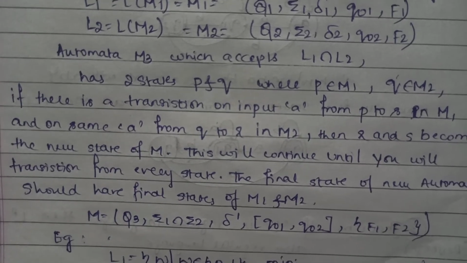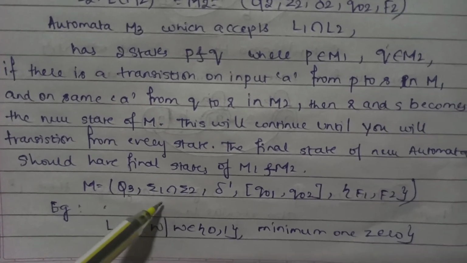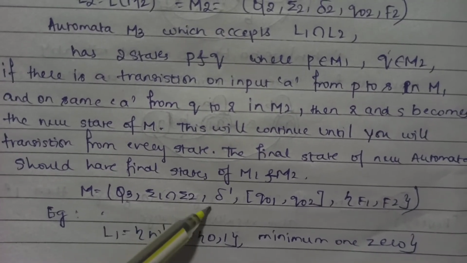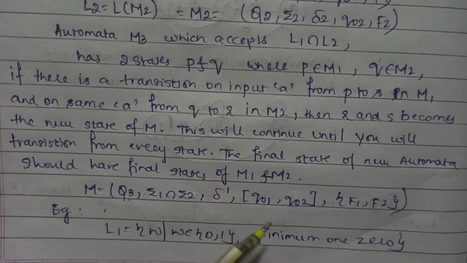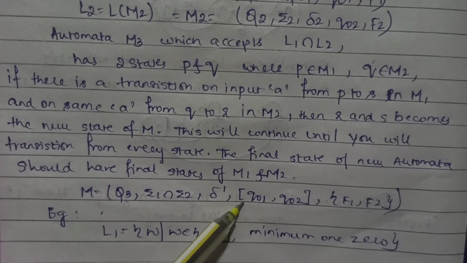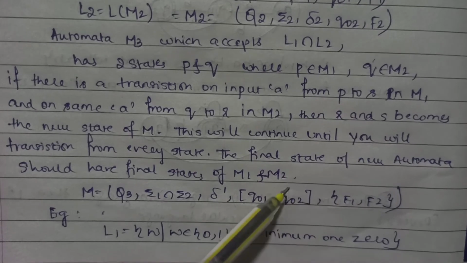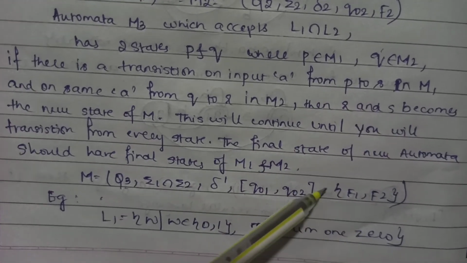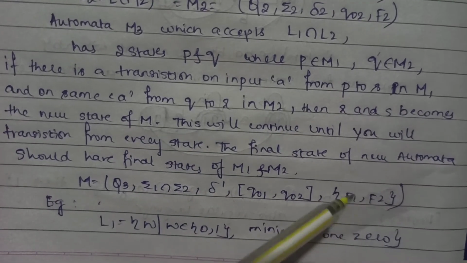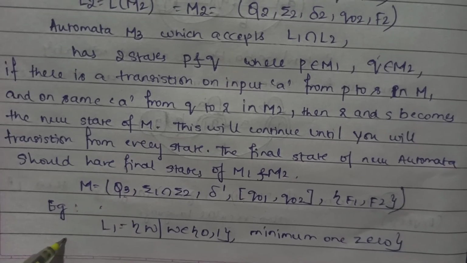So M3 will have Q3, sigma 1 intersection sigma 2, delta dash, then Q0 1 and Q0 2, that is the start states of both M1 and M2, and the final states F1 and F2 of M1 and M2. So let us take an example.